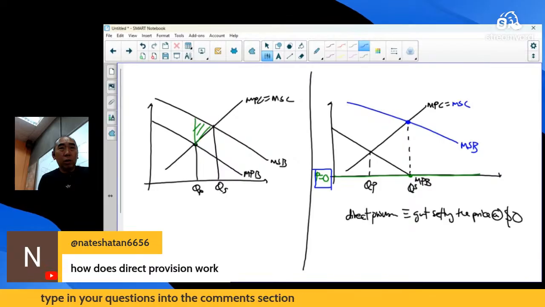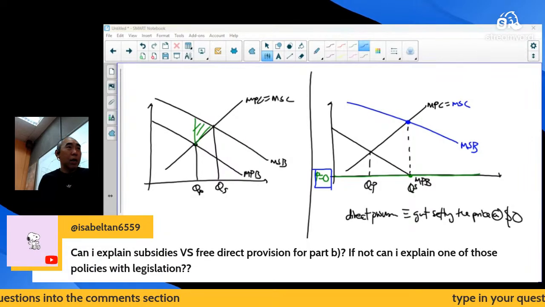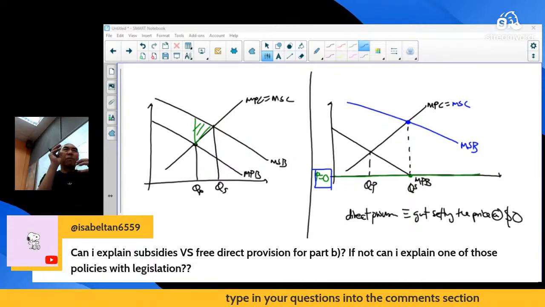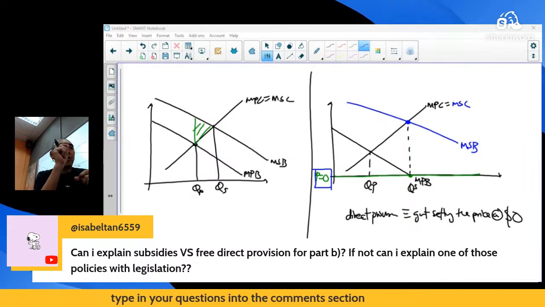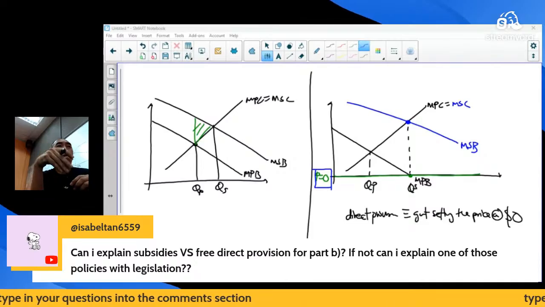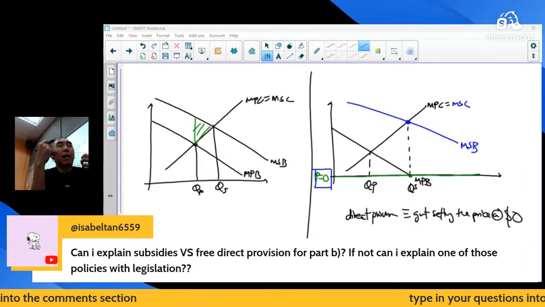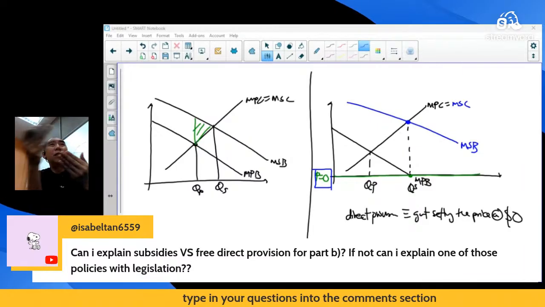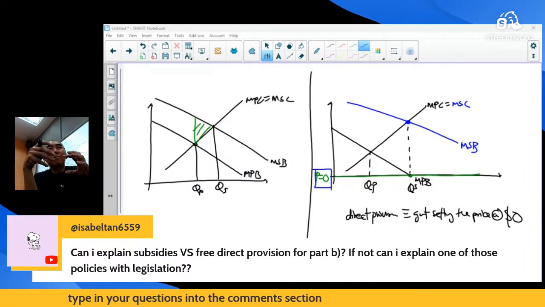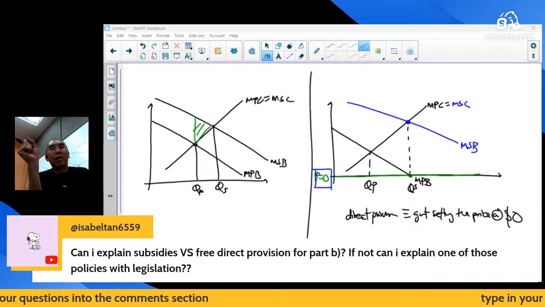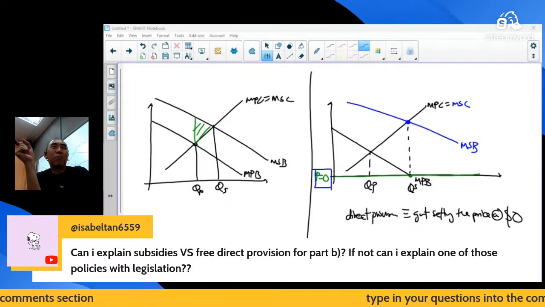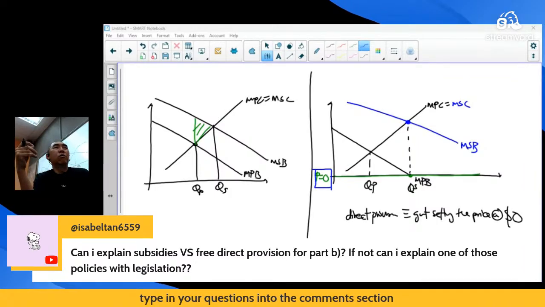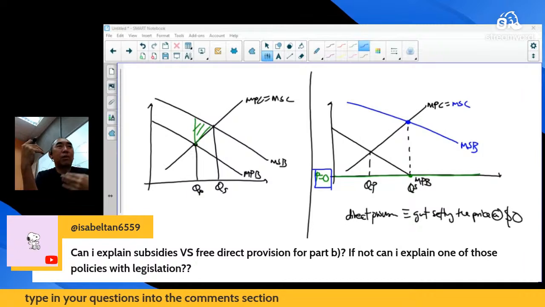All right, so Isabel had a follow-up question. Can I explain subsidies versus direct provision for Part B? It's not a good idea to use subsidy versus direct provision if it's a positive externality, right? Direct provision already means the government is the one paying for it. Subsidy is the government paying for it, just to a different degree only. So direct provision is full subsidy, then if you say subsidy, it probably means you are giving partial subsidy. The extent is different only. So it's not a very good choice to compare subsidy versus direct provision.